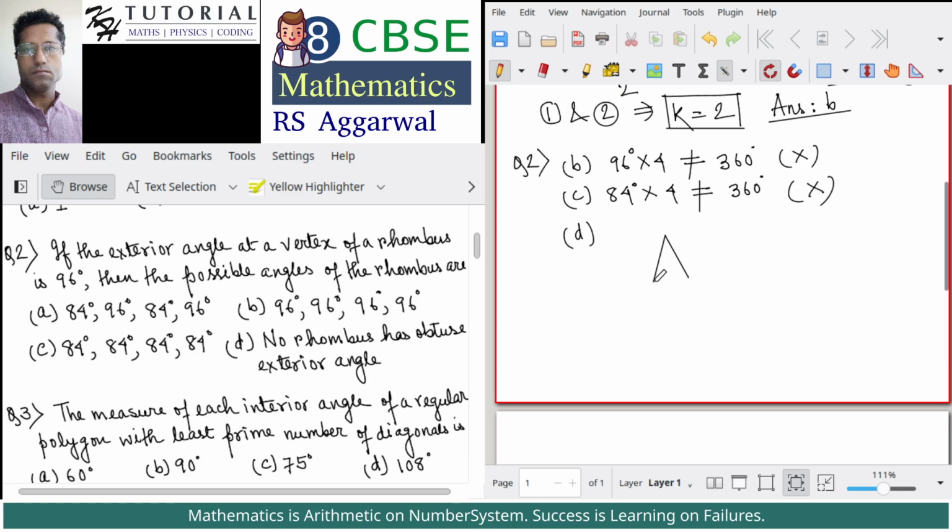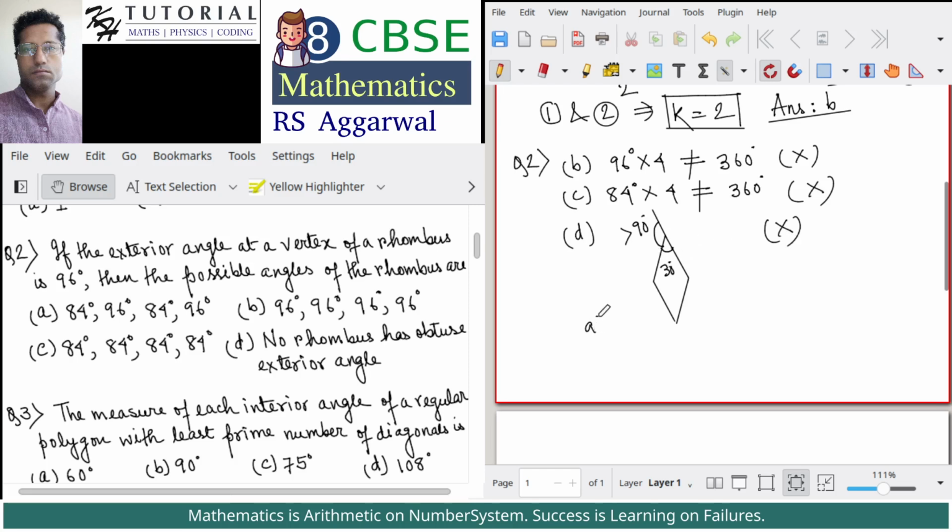So this is the rhombus, all the sides are equal, as you can see. This is the rhombus where this angle is acute. Let's say, I don't know, let's say this is 30 degrees. So this interior angle is acute. So its exterior angle will be this, and this is definitely greater than 90 degrees. That is obtuse. So the exterior angle of a rhombus can always be obtuse. So this is wrong. So the only choice we are left with is A.